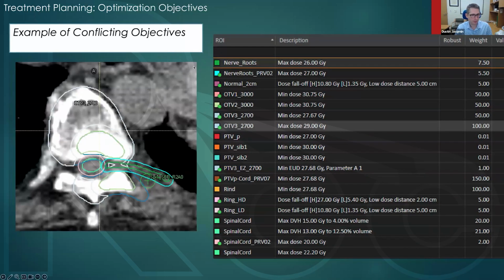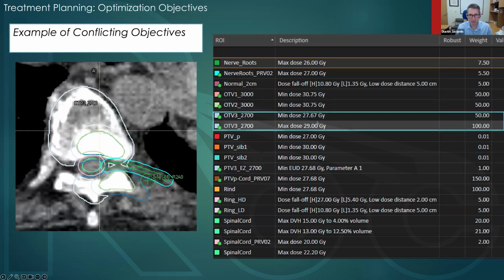Here's an example of a conflicting objective. When the dosimetrist made this case, they subtracted the spinal cord plus a margin from the vertebral body PTV, but they forgot to subtract the nerve root from that contour as well. So you can see there are these little triangle areas here that overlap with the nerve root. The nerve root goal is 27 gray. The vertebral body goal is also 27 gray. So this area is trying to get both above and below 27 gray at the same time. So there's a conflict here.